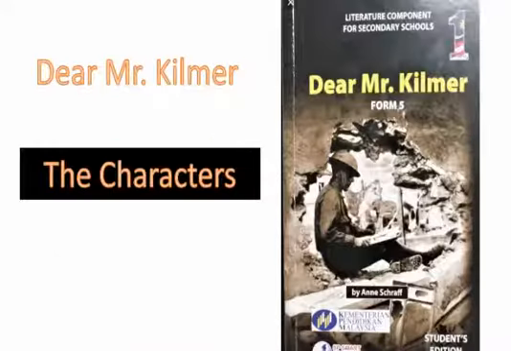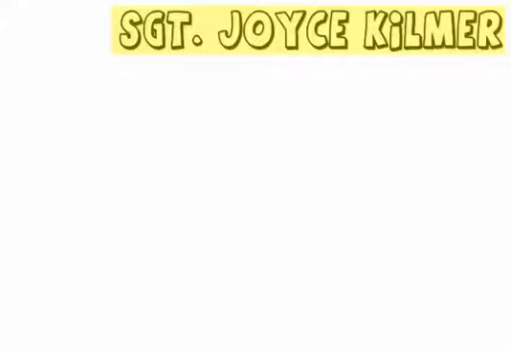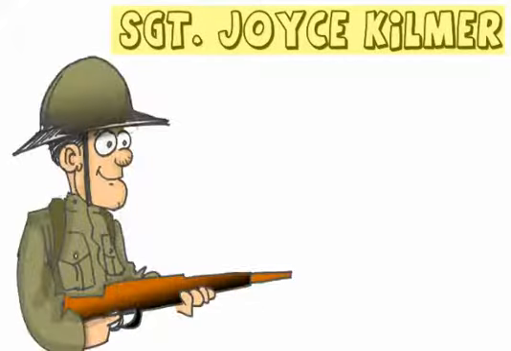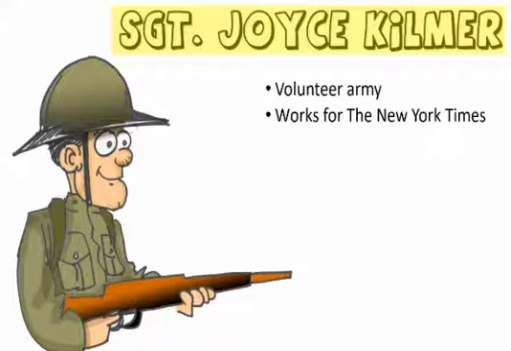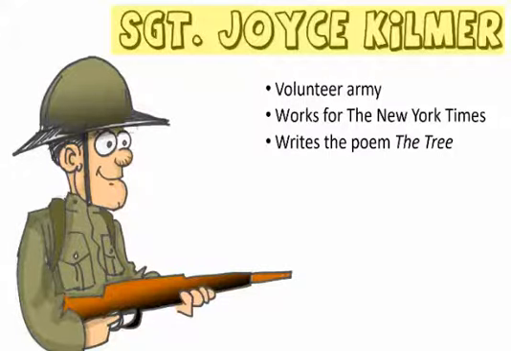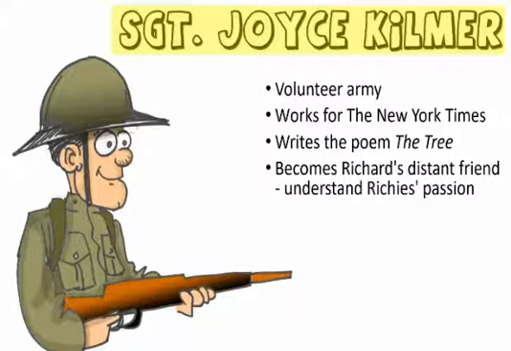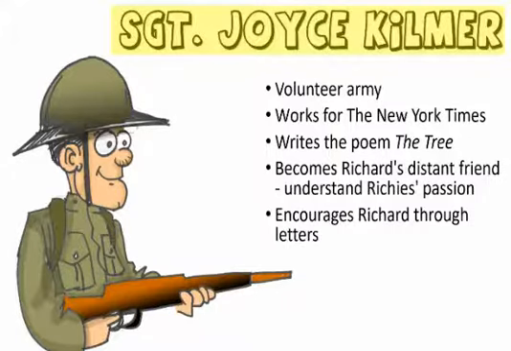Okay? Next, we will study the characters and also characteristics of the first character is Sergeant Joyce Kilmer. Who is Sergeant Joyce Kilmer? He is a volunteer army, and at the same time he works for the New York Times. He writes the poem The Tree. He becomes Richard's distant friend and he understands Richard's passion. He encourages Richard through letters, and finally he was killed in the war.